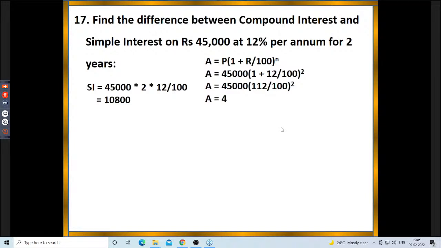So 45,000 into 112 by 100 whole square. So 100 whole square means 4 zeros are there in the denominator. 3 zeros cancel. 1254 by 10,000. 112 whole square means 12,544. That is the amount now. If you want to go for the compound interest, 56,448 minus 45,000, 11,448.